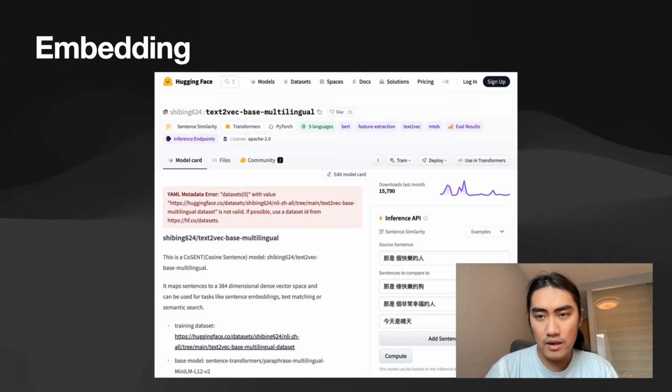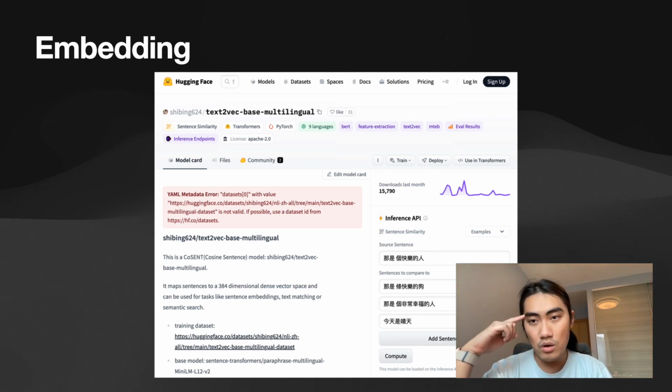The second thing is about embedding, and it's about how you extract the intention from your user's input. For example, you want to calculate the cosine similarity between the user's input and some of your predefined choices, so that you can see whether the user's input matches an intention you have predefined, and you could go through some predefined logic before using the large language models. What we are using is this model, called text-to-vec based multilingual. And it's highly recommended that you use a multilingual model.